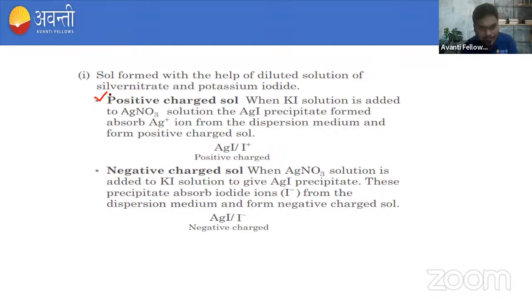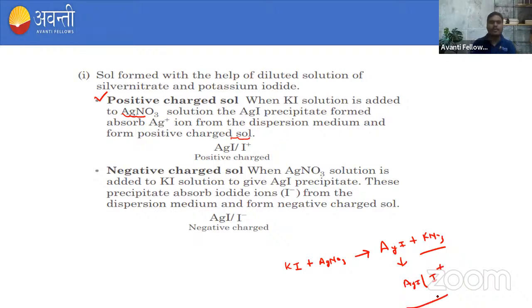So we know these are the examples of positively charged sols. When the KI solution is added to AgNO3, always remember, AgNO3 is the electrolyte we are using. The AgI precipitate will form, AgI plus KNO3. So the AgI precipitate formed adsorbs Ag+ ions from the dispersion medium and forms a positively charged sol. So this AgI will form a positive charge. Similarly, when AgNO3 solution is added to KI solution to give AgI precipitate, this precipitate adsorbs iodide ions, I negative. They will form AgI and I negative. So they will form both the positive and the negative sol.